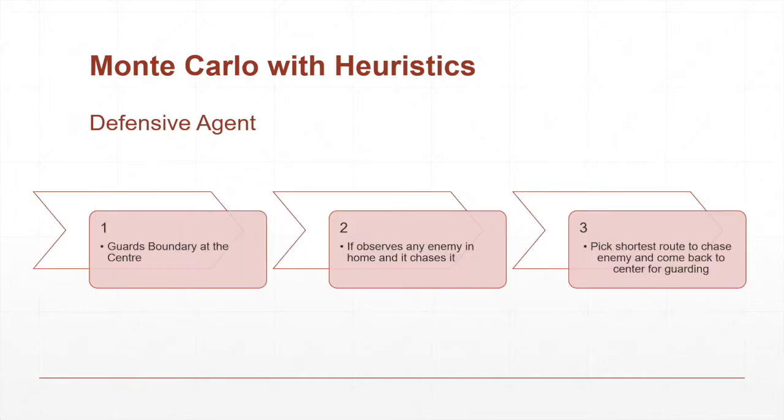After that, we also have the defensive agent, which essentially guards the center. The reason we chose the center is that it stays at the boundary and can optimally reach the top and the bottom part of the maze whenever it has to reach an opponent. So it patrols the center point. If it observes an enemy returning, it chases it with the shortest distance, eats it, and then comes back to its patrolling point.